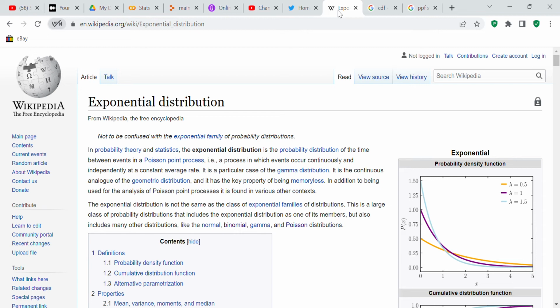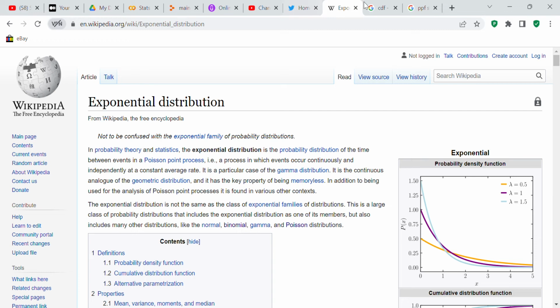In addition to being used for the analysis of Poisson point processes, it is found in various other contexts. The exponential distribution is not the same as the exponential families of distribution. This is a large class of probability distributions that includes the exponential distribution as one of its members, but also includes many other distributions like the normal, binomial, gamma, and Poisson distributions. So that's what we've got about the exponential distribution.